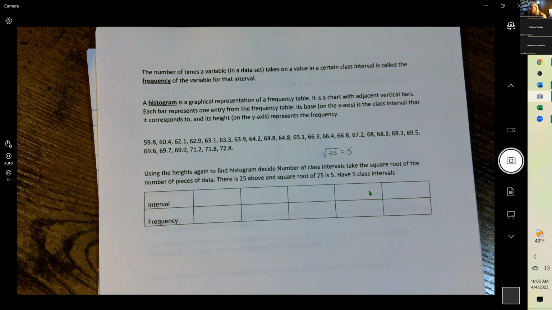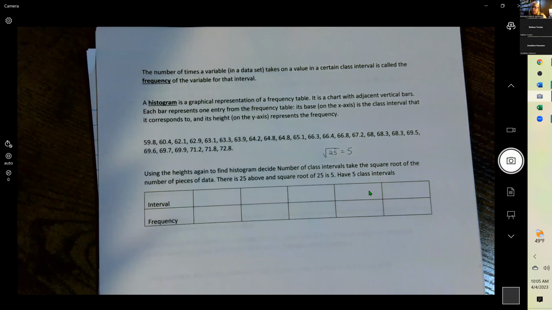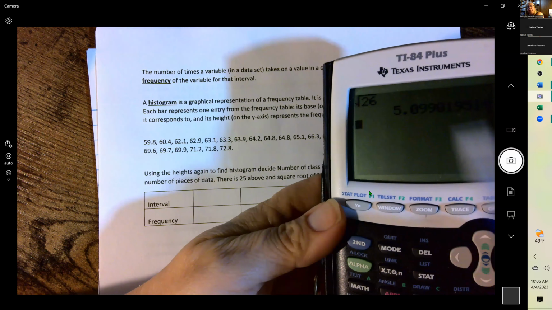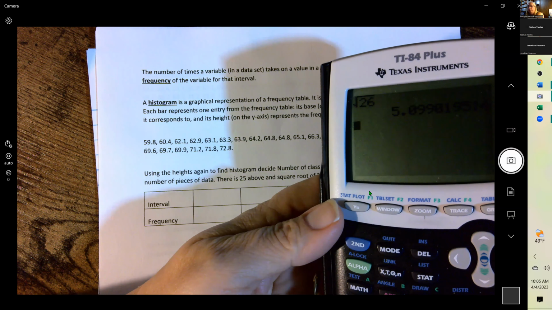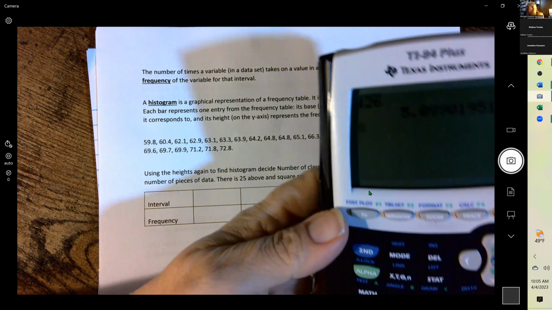If you end up with a decimal, you can choose either way. Say it was 26, and you take the square root of 26, you get 5.09. So you could use 5 or 6. So we're going to use 5.